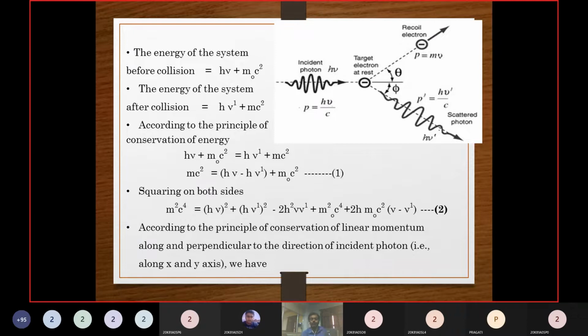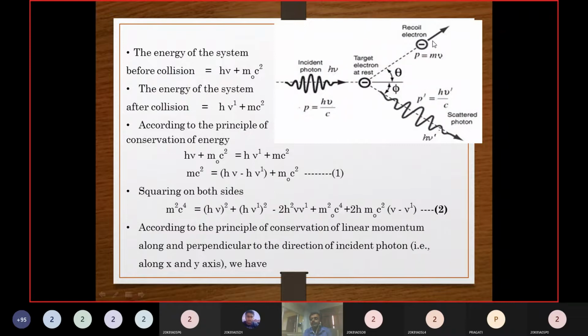The next step is momentum. Momentum is also conserved: the momentum before collision equals the momentum after collision. Here we can divide the momentum into two parts. The photon direction is the horizontal direction. After collision, the electron is moving in this direction, making an angle theta with the original direction, and the photon also makes an angle phi with the original direction. Suppose the electron is moving like this; it moves in both the horizontal and vertical directions, so its displacement will be horizontal as well as vertical.